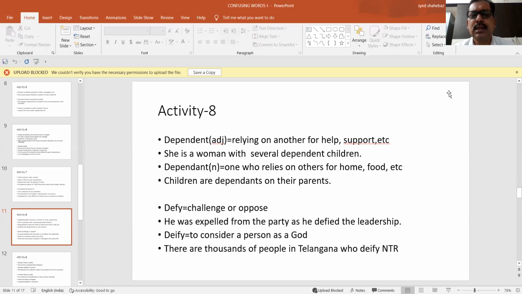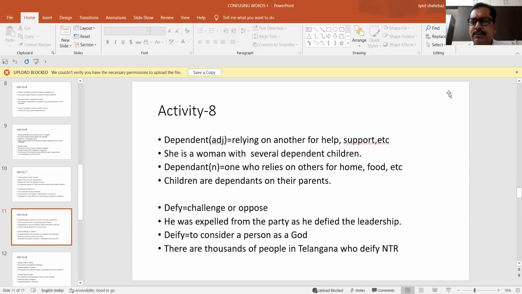Second one, who relies on others for home, food, etc. Children are dependent on their parents. So relying on others for home and food is the second word meaning. Dependent. Children are dependent on their parents. Okay, these are the two words. There is subtle difference between these two words. One is relying on another for help and support. In general, it is in general. The second one is specific, who relies on others for home or food. That is the specific one.